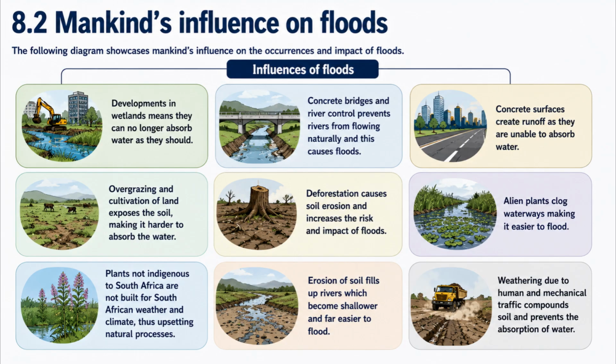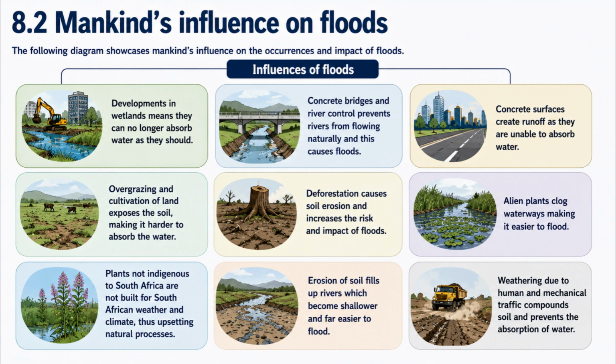Overgrazing and cultivation of land exposes the soil, making it harder to absorb the water. Deforestation causes soil erosion and increases the risk and impact of floods. Alien plants clog waterways, making it easier to flood. Plants not indigenous to South Africa are not built for South African weather and climate, thus upsetting natural processes.